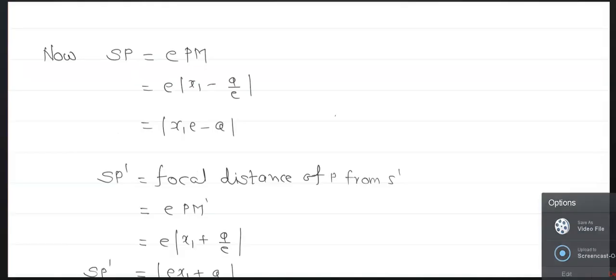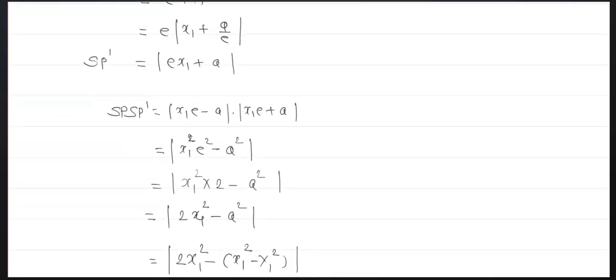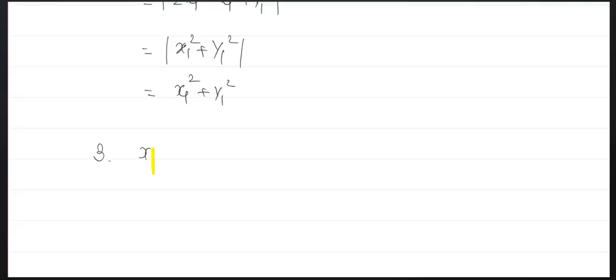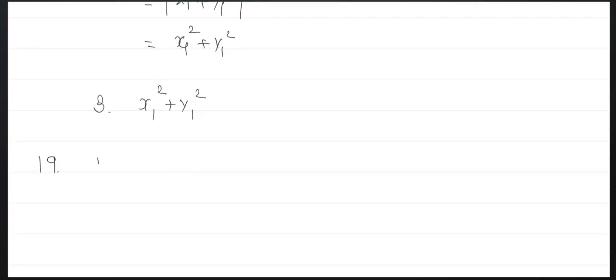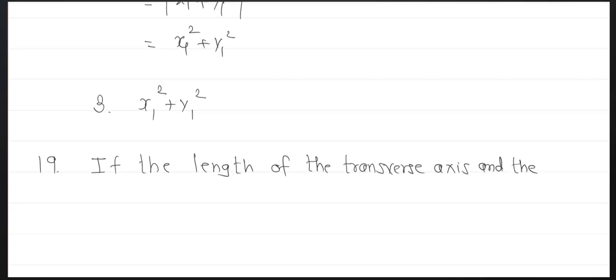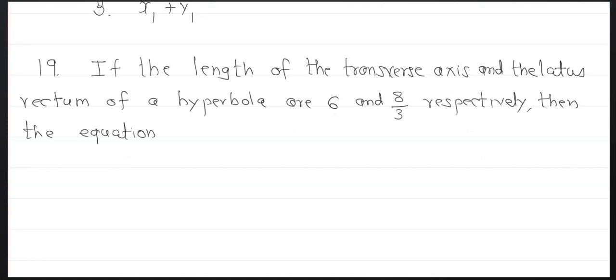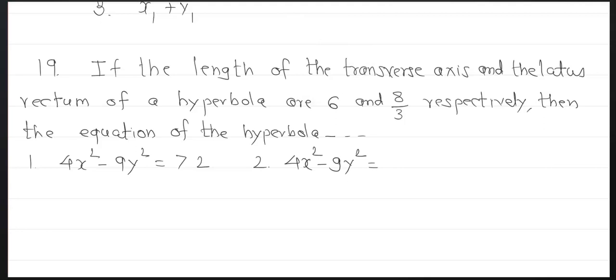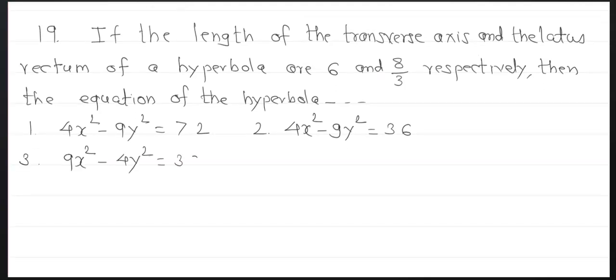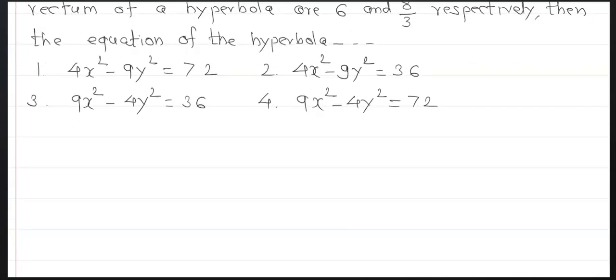Now next is question number 19. If the length of the transverse axis and the latus rectum of the hyperbola are 6 and 8 upon 3 respectively, then the equation of the hyperbola is: 4x square minus 9y square is equal to 72; 4x square minus 9y square is equal to 36; 9x square minus 4y square is equal to 36; and 9x square minus 4y square is equal to 72.